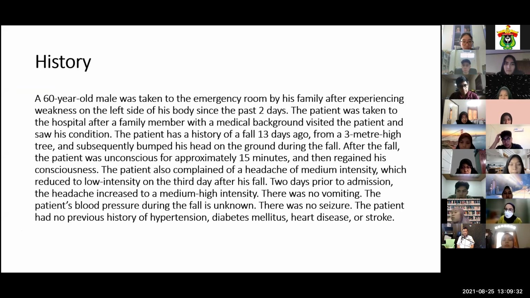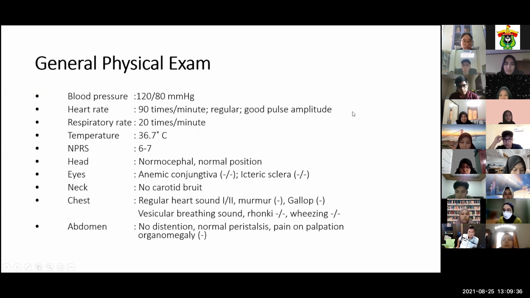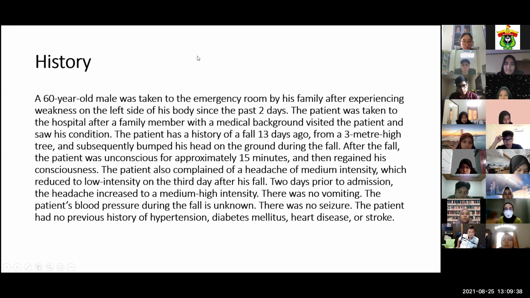First, I would like to show you the history, and please feel free to comment during this presentation if you have anything to say or if you have any opinions. Please just say it right away. So let me start with the history. On the history, we can see that this is a 60-year-old male who was taken to the emergency room by his family after experiencing weakness on the left side of his body since the past 2 days.